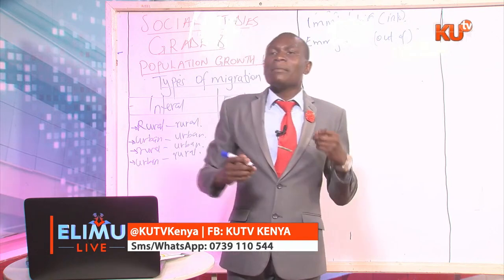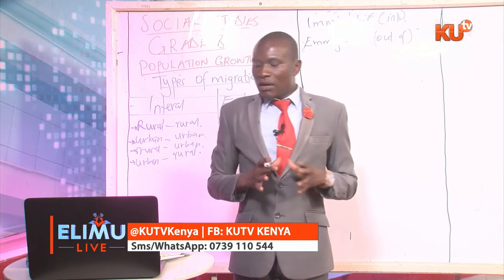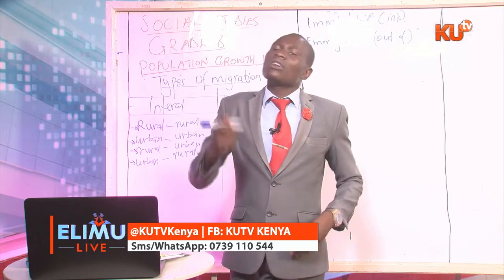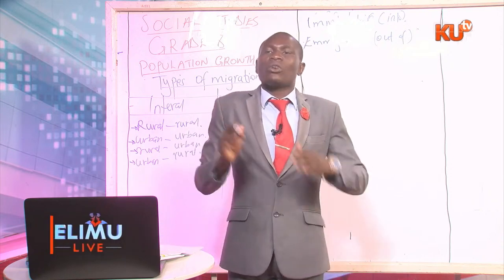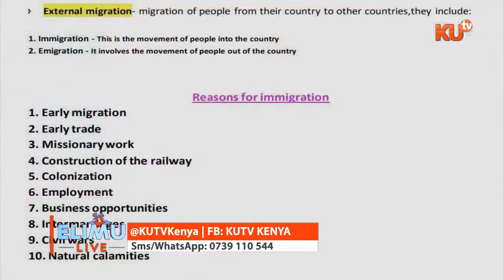One, it is early migration. We also have early trade. When we have trade, maybe in Uganda there is developed trade and in my own country there isn't, what am I going to do? I will move out of my own country to their country. Then, number two is missionary work. I want to go and preach the gospel in a given country. So that one will lead to immigration.